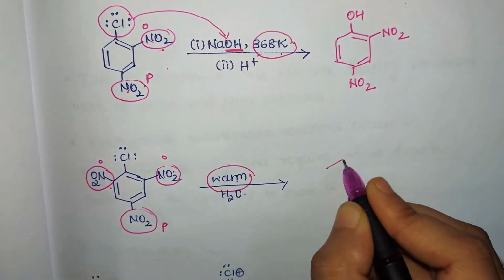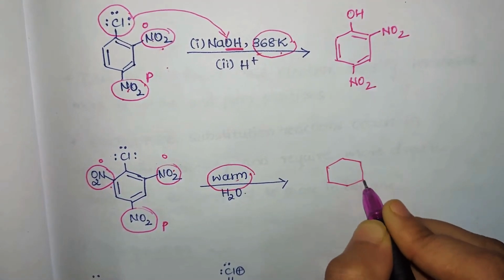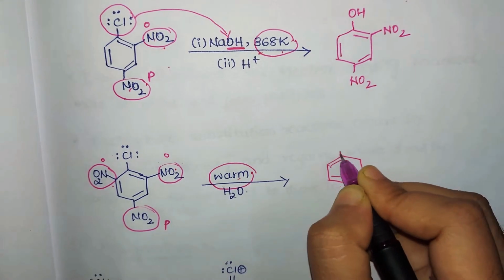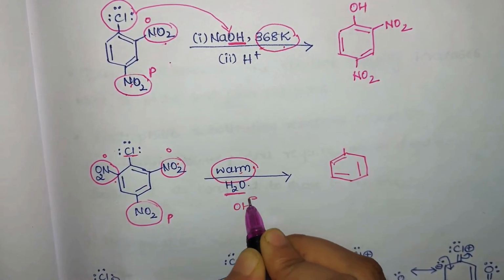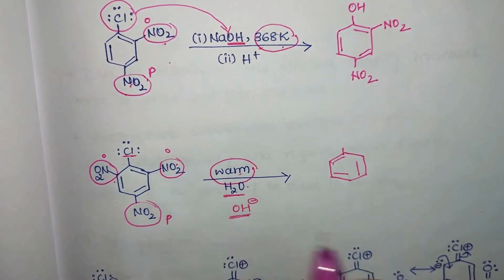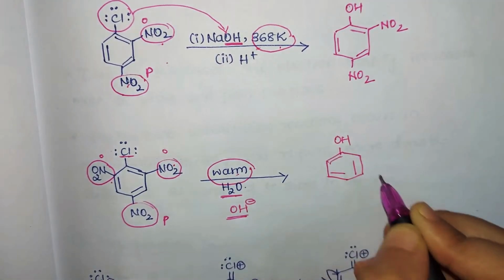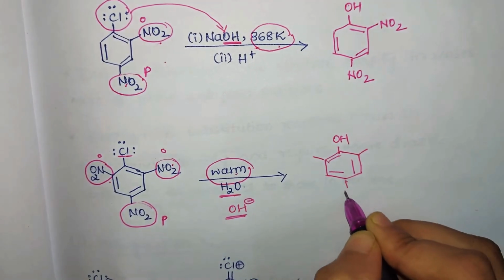So what is the product we obtain here? The NO2 groups remain as they are. Cl is substituted by OH, which is a nucleophile present in water. It contains H plus and OH minus. OH minus will come to the place of Cl. The nucleophile is substituted. All the 3 NO2 groups remain as they are.